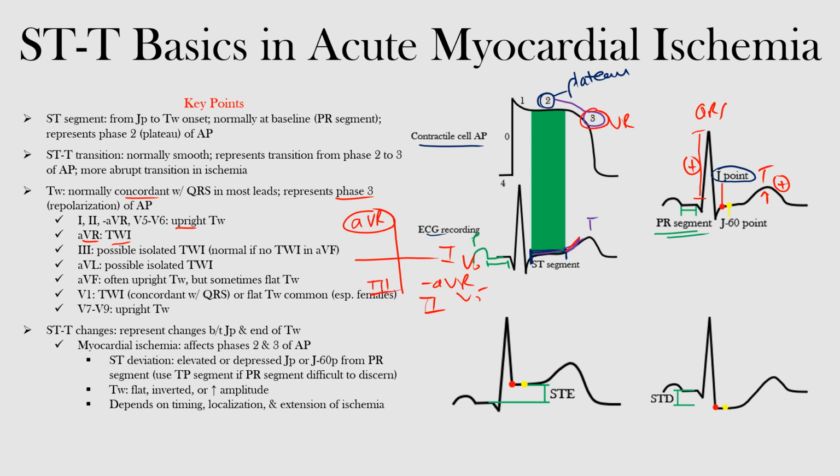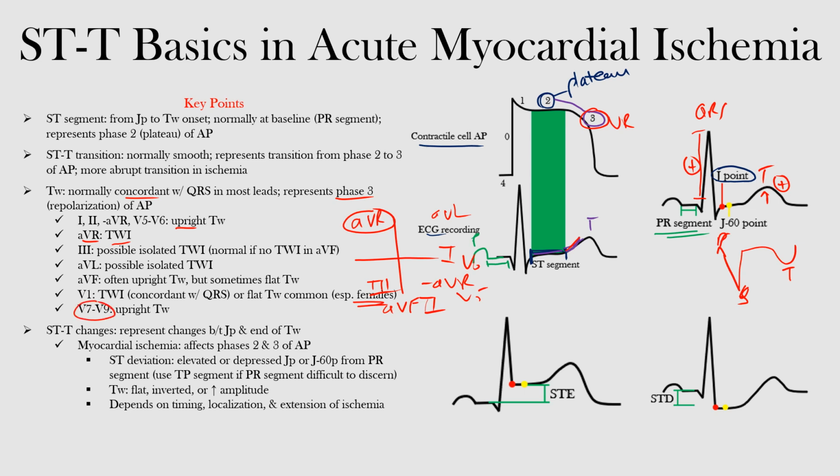Remember, lead 3 sits in this region here. In AVL, okay, which is a high lateral lead, you can possibly have isolated T wave inversion. In AVF, you often have upright T waves, but sometimes they can be flat. Remember, AVF is right here at positive 90 degrees. Okay, in V1, you can have T wave inversion, but remember, these T waves will be concordant with our QRS complex, okay? So meaning if our T wave is inverted, we'll have mostly a negative QRS complex. You may see a small R wave here, but it'll be mostly a deep S wave, concordant with our inverted T wave. Or you can see a flat T wave is also common. This is especially common in females.